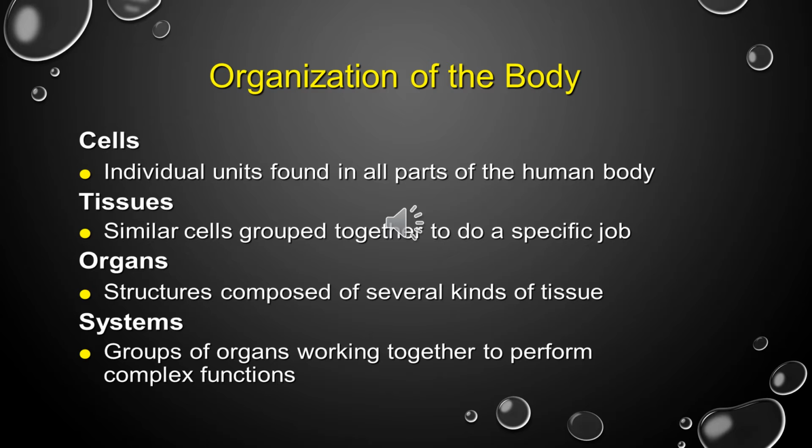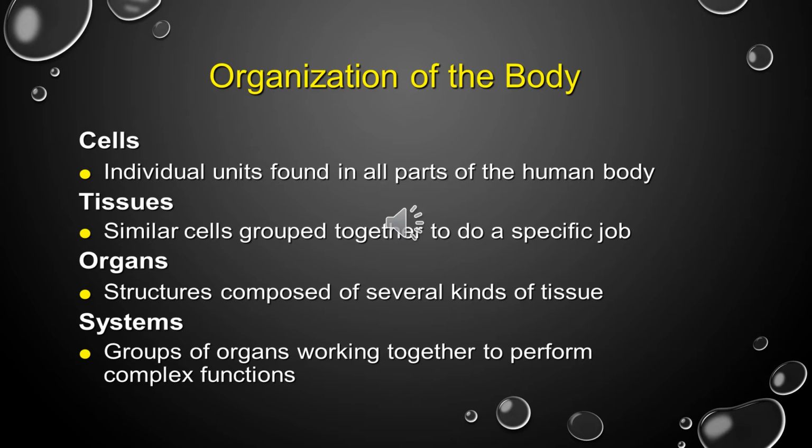So what are some examples of organs? You have organs that are located in the abdomen. There are liver, stomach, intestines, pancreas, spleen, gallbladder. The digestive system includes organs such as the mouth, the esophagus, the stomach, and the intestines. And then we're going to go down to the systems.